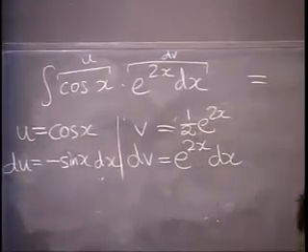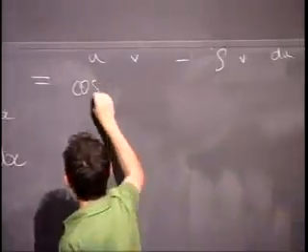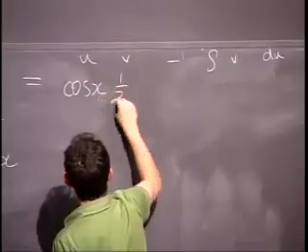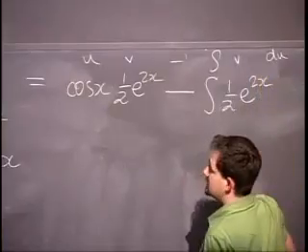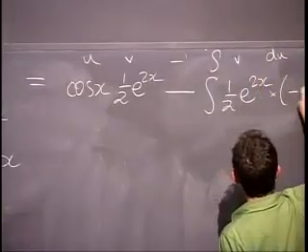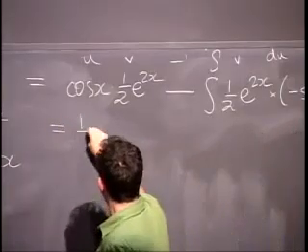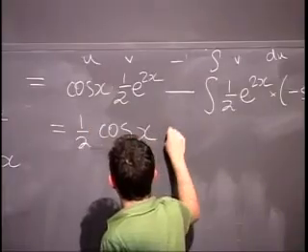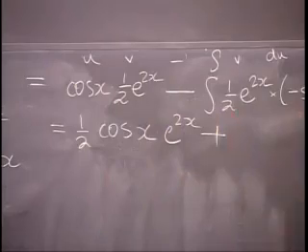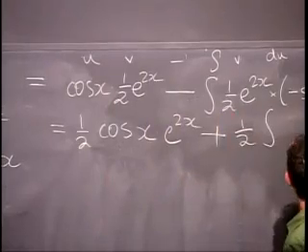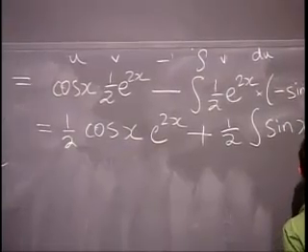I get uv minus the integral v du. So u is cosine x, v is 1/2 e to the 2x. Subtract 1/2 e to the 2x times the derivative, minus sine x dx. Tidy up phase: 1/2 cosine x e to the 2x plus, minus minus becomes a plus, half, drag that out rather, sine x e to the 2x dx.